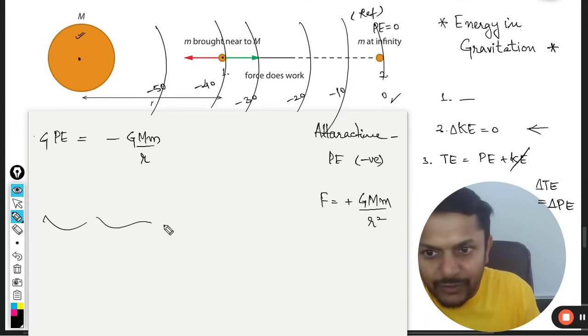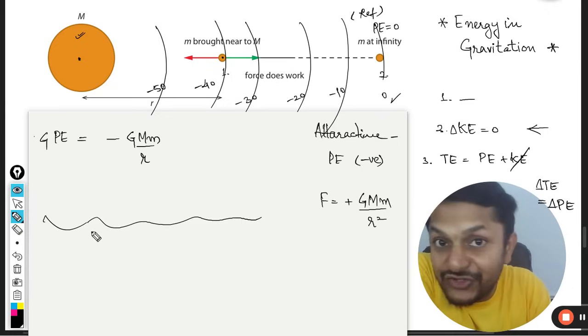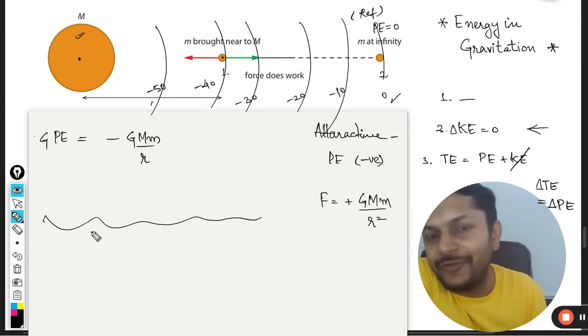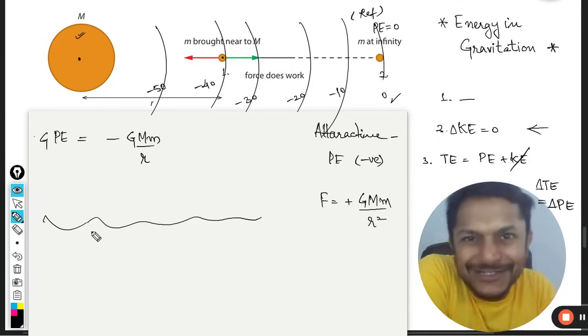Now, I would be moving into another thing, and that is gravitational potential, and we are going to do that in our next video so as to avoid the confusion between what is potential energy and what is potential.